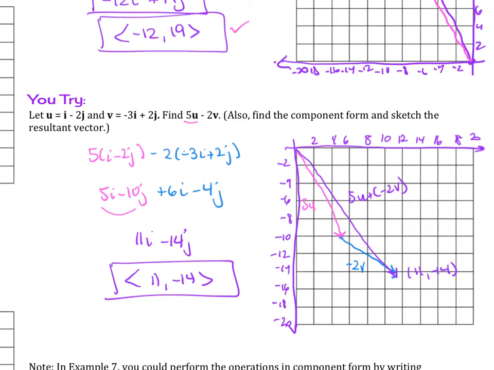All right, if you tried this out, you should have gotten 11i minus 14j. And in component form, it's this with the brackets 11, negative 14. Then if you draw it, you start with the 5u. So I went right 5, down 10, because you do the 5u. And then you go 6i minus 4j. So from the terminal point of the first vector, you go right 6, down 4. And then the resultant vector is here. And so that is 5u plus negative 2v. And notice it hits at 11, negative 14, which is what we got here.